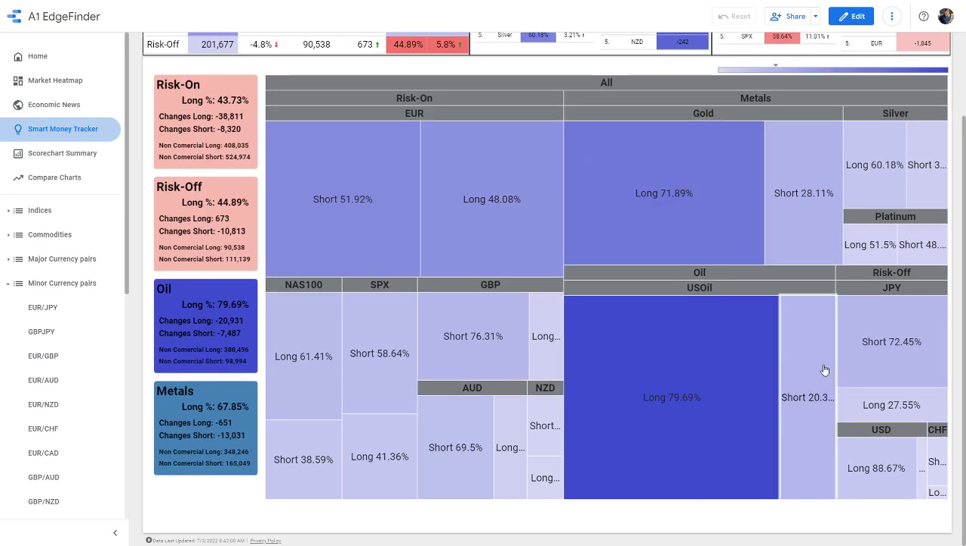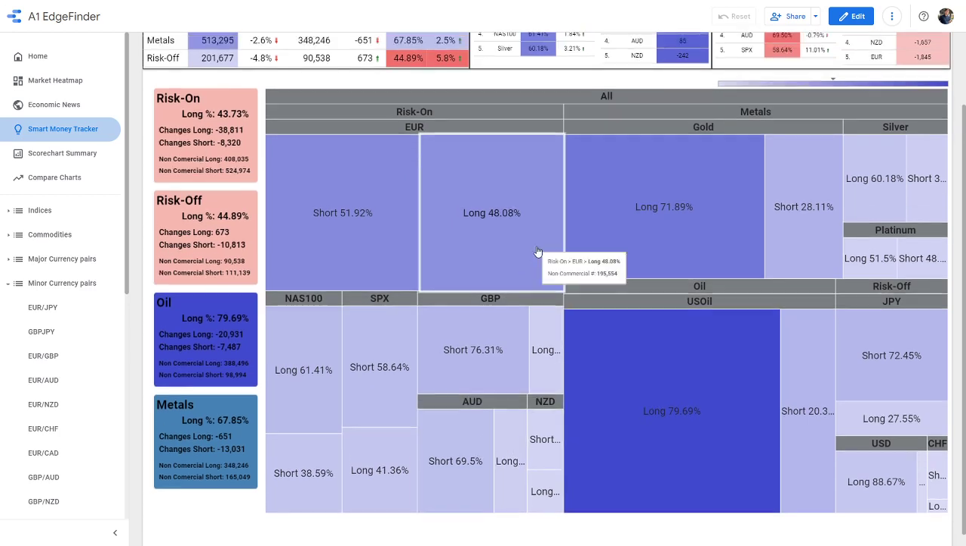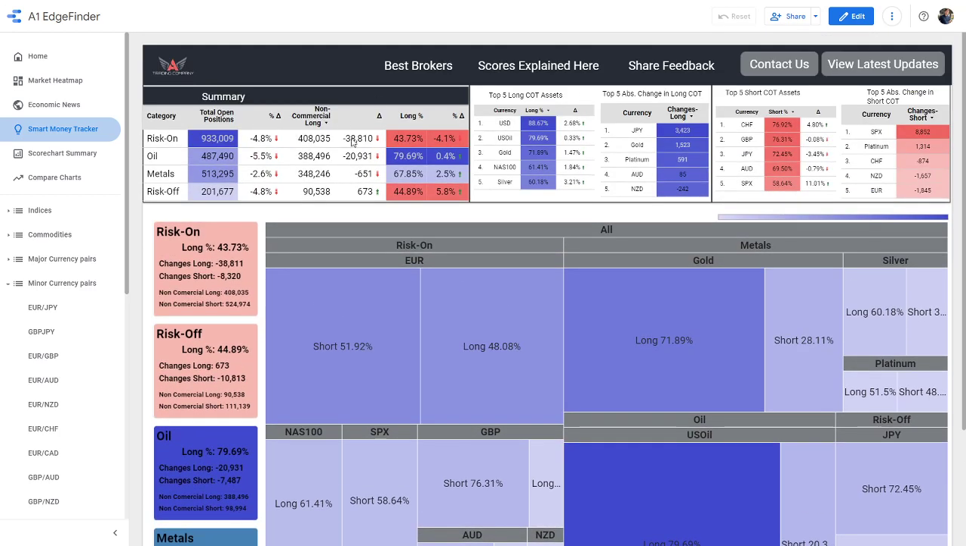So for example, we're talking about the CAD right now, which falls under the risk on section. So let's see if we can find CAD. Actually, where is CAD? CAD, where'd you go? I don't know if CAD made it on the list right now. NZD, we have all these ones. Maybe CAD hasn't been added yet. We're still finishing this up.